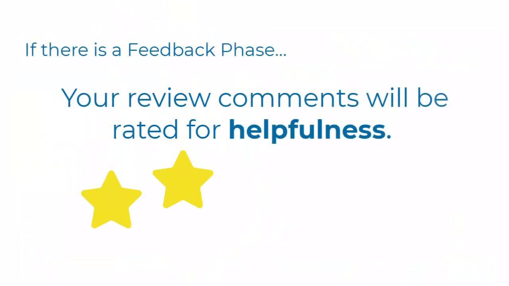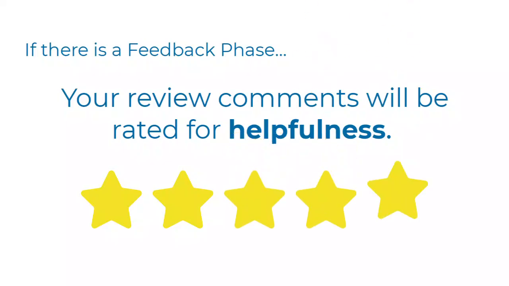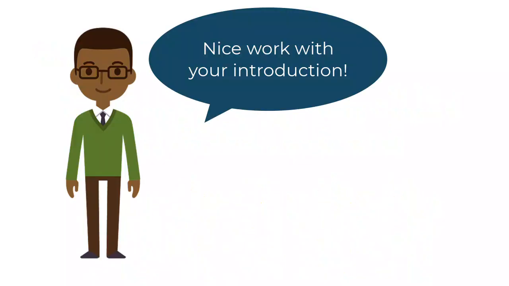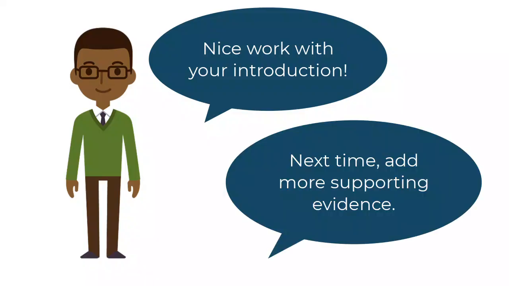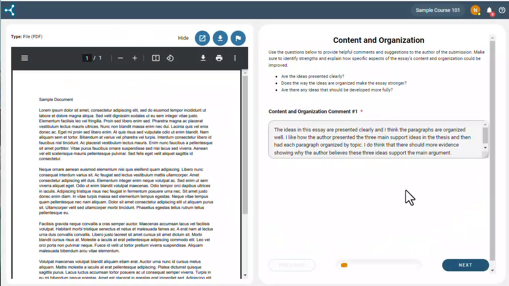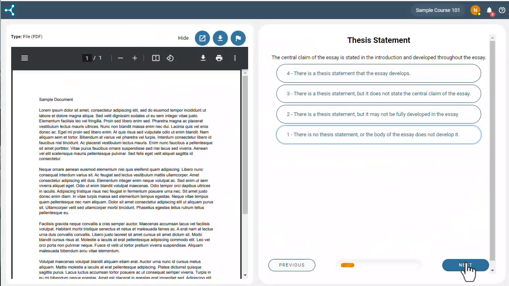If your assignment has a feedback phase, your review comments will be rated for helpfulness by the student you are reviewing. To increase your helpfulness, try to imagine how your instructor might respond to your peer, with both positive encouragement and helpful criticism. Your goal is to help your peers improve their work. When your comment is complete, click Next to move to the next prompt.